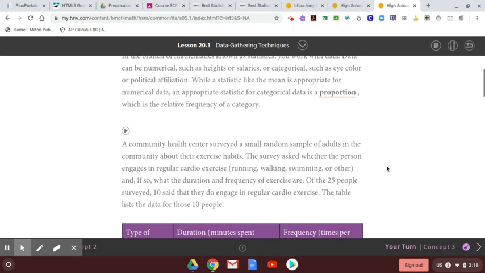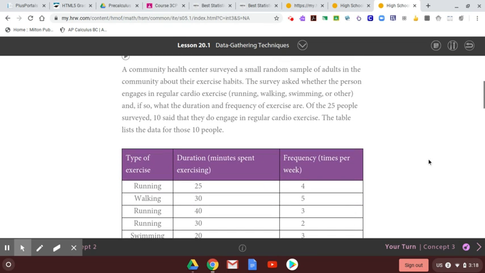Okay, so let's take a look at this example and we can answer some questions about it. So it says a community health center surveyed a small random sample of adults in the community about their exercise habits. The survey asked whether the person engages in regular cardio exercise, running, walking, swimming, or something else. And if so, what the duration and frequency of exercises are. Of the 25 people surveyed, 10 say that they do engage in regular cardio exercise, and the lists for those 10 people are below.